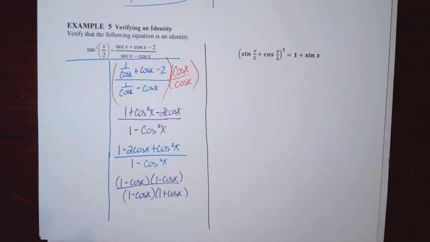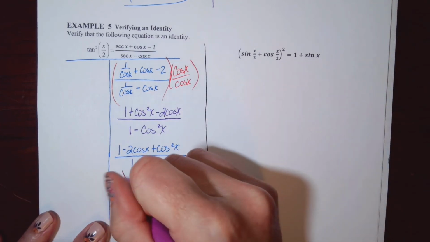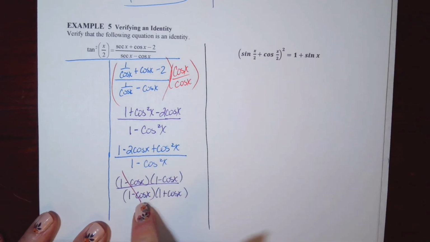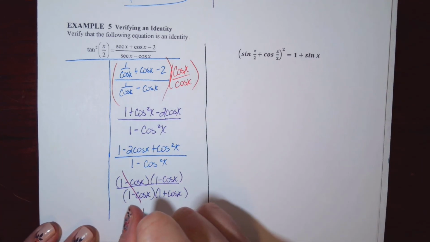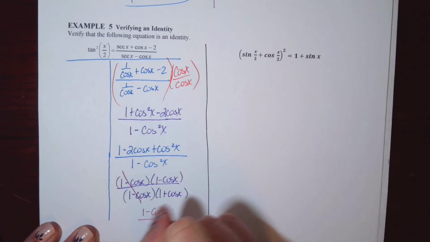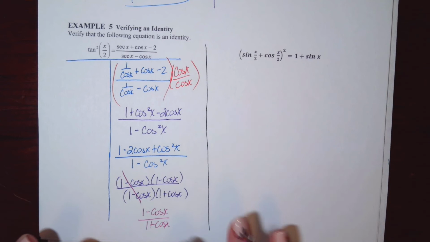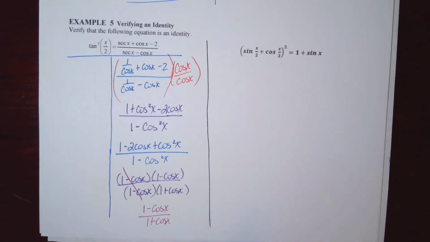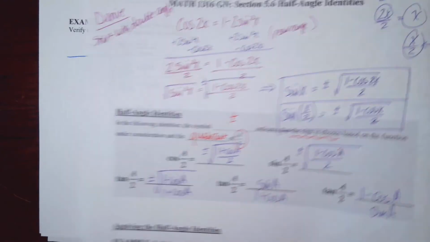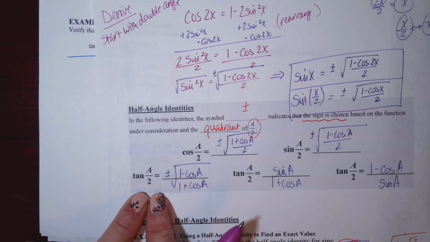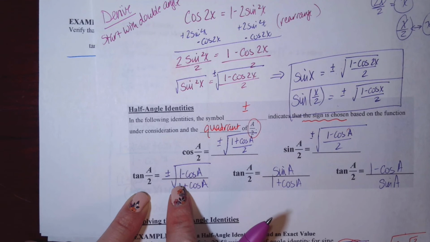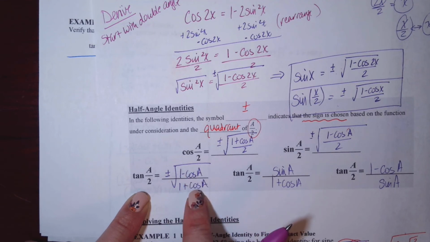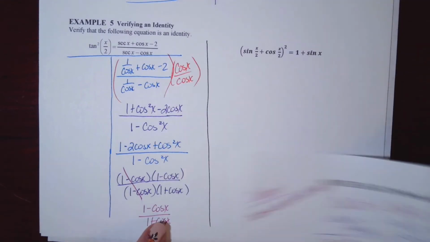Okay. So anytime I have anything over itself, that's 1. So right there, that's a 1. And that leaves me with 1 minus cosine x over 1 plus cosine x. Well, did this get me anywhere? 1 minus cosine x over 1 plus cosine x. Well, I see that I've got a tangent half angle here, plus or minus the square root of that. I don't have a radical here.